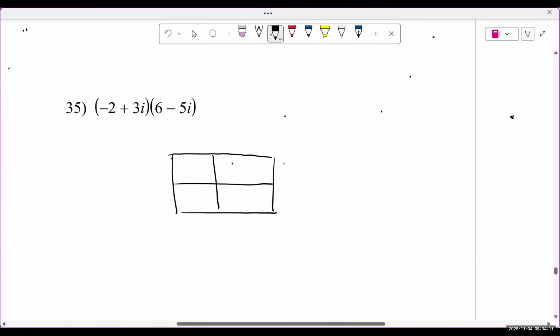Number 35, we're going to make a box and we're going to put our terms on the outside of the box. And now we're going to multiply to fill in the box.